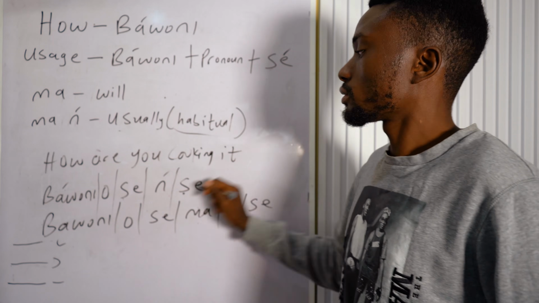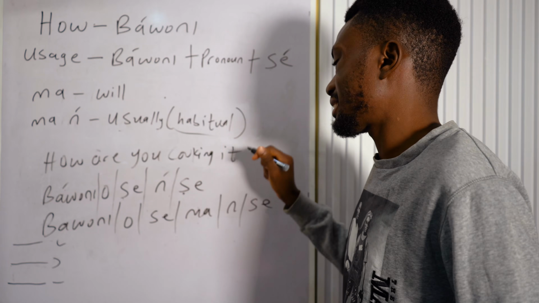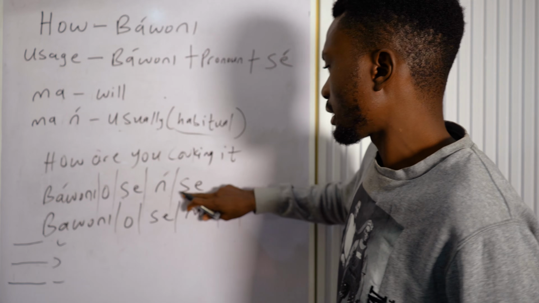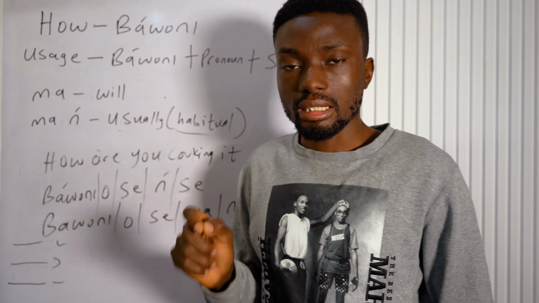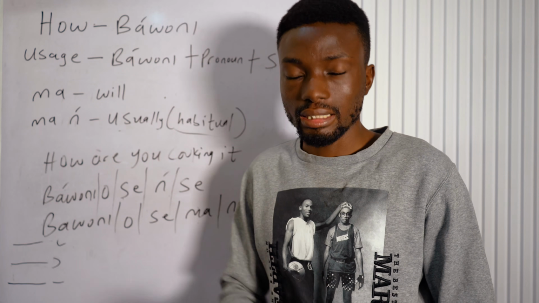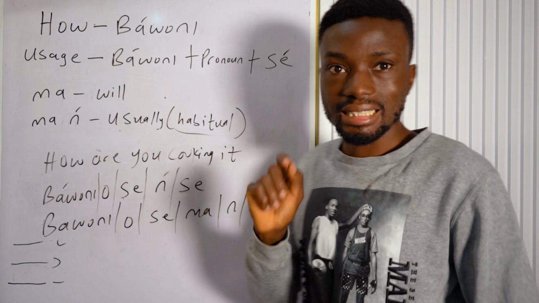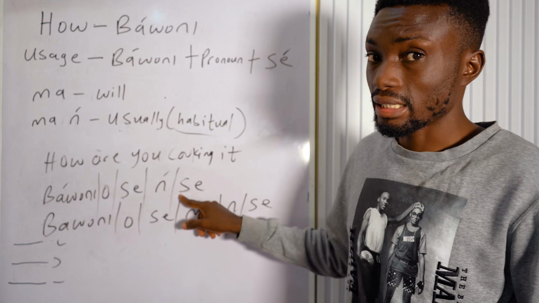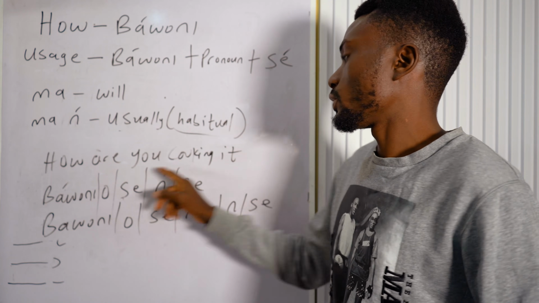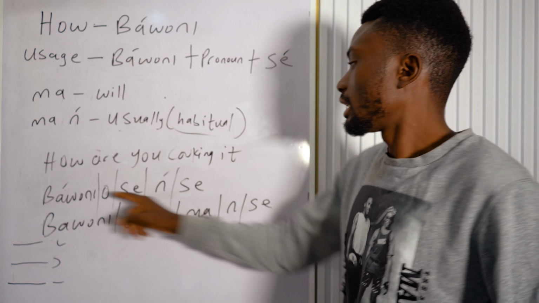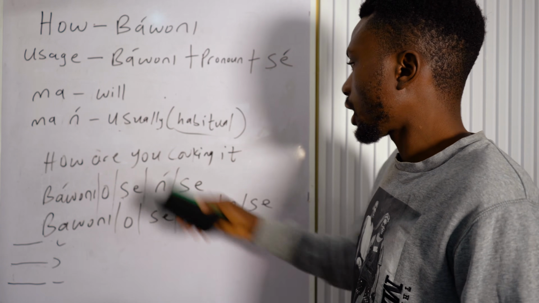So báwo ni o ṣe ń ṣe: how are you doing it? But how are you cooking it? Báwo ni o ṣe ń ṣe. This last one does not have a diacritic, because there are s and ṣ in the Yoruba language. Ṣ has a diacritic, s does not. So báwo ni o ṣe ń ṣe, how are you cooking it?